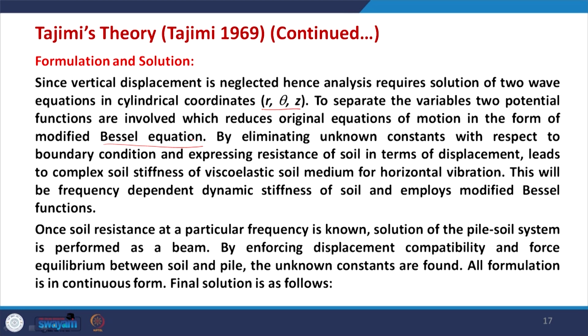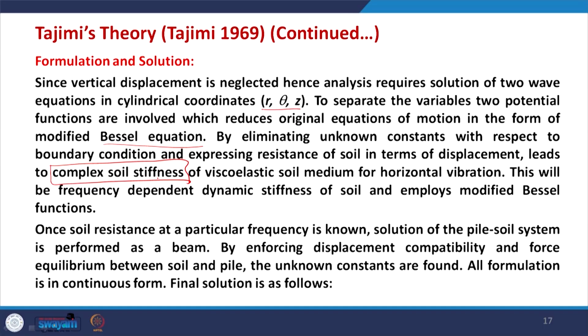By eliminating unknown constants with respect to boundary conditions and expressing the resistance of soil in terms of displacements, it leads to what is called the complex soil stiffness of a viscoelastic soil medium for horizontal vibration. This is important, because ultimately our end product will be the complex soil stiffness. Why do we say complex here? Because there will be a real part as well as an imaginary part of that stiffness, and that stiffness is applicable for a viscoelastic soil medium. This will be the frequency dependent dynamic stiffness of soil and employs modified Bessel functions.